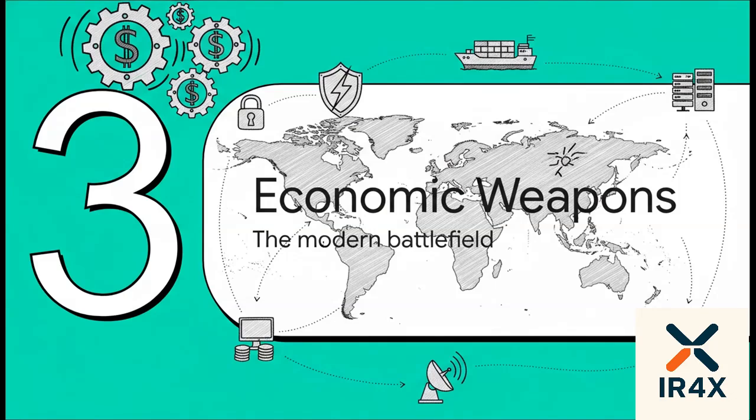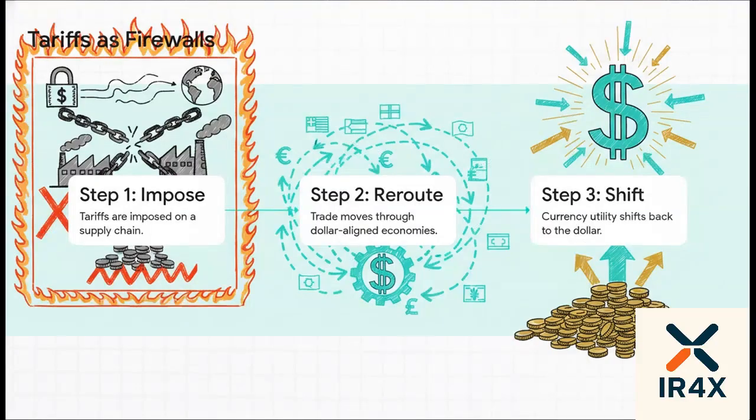Okay, so if this is an invisible war, how is it actually being fought? Let's take a look at today's economic weapons and the modern battlefield where they're being used. Let's talk tariffs. We usually think of them as a way to protect jobs, right? But in this war, they're more like financial firewalls. Here's how it works. Step one, you slap tariffs on a specific supply chain. Step two, this forces companies to reroute all that trade through countries that are friendly to the dollar. And the result? Well, the total amount of stuff being traded might stay the same, but who gets paid and in what currency totally changes. The power, the utility, it all shifts right back to the dollar.